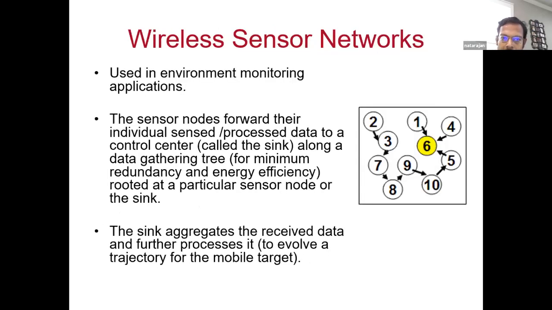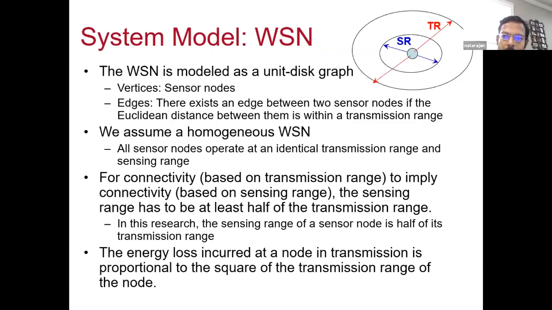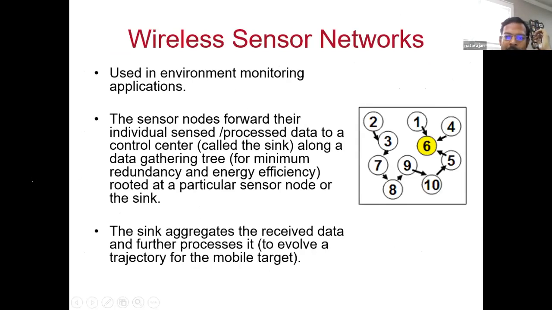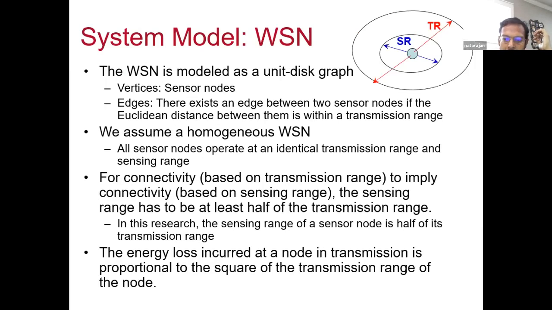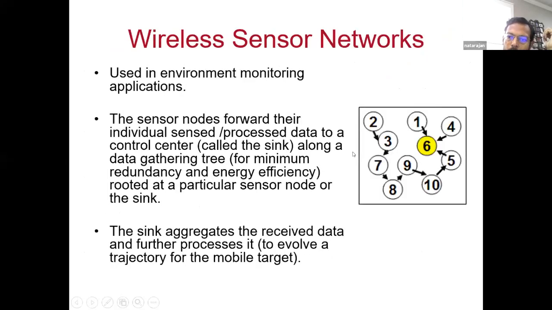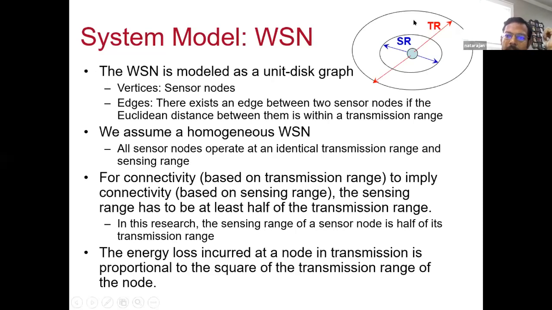So let us now see the assumptions and the model that we are using in this research. Again, as I said, sensor nodes operate in a limited sensing range. The sensing range is what we use to sense the data. Then for communication purposes, two sensor nodes have to communicate, because in a data gathering tree they go through peer-to-peer communication so that the data can eventually reach the sink. The sensor nodes also have a transmission range. Typically the sensing range has to be at least half the transmission range. That's the relation between the two.